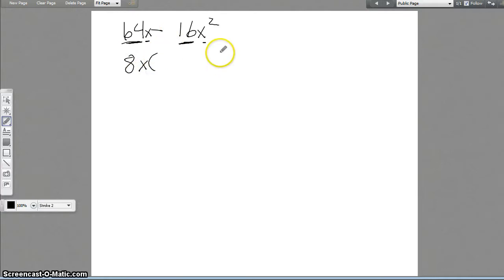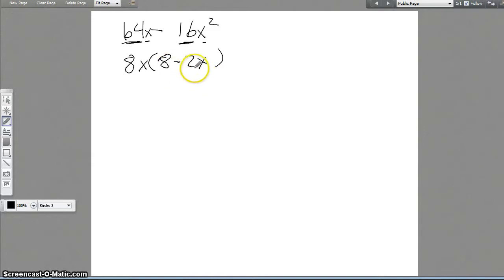Now what we need to do to factor this expression is see what we have to multiply by 8x to get 64x minus 16x squared. Well, 8x times 8 will give us 64x, and 8x times negative 2x will give us negative 16x squared. Now, to see if we factored this as far as we can go, we check what's inside the parentheses to see if there are any common terms. And we can see that there is still a common term.